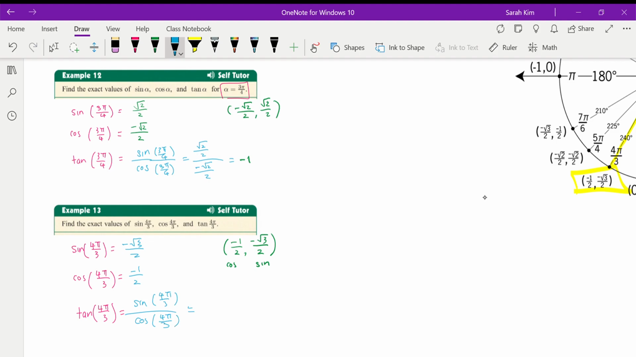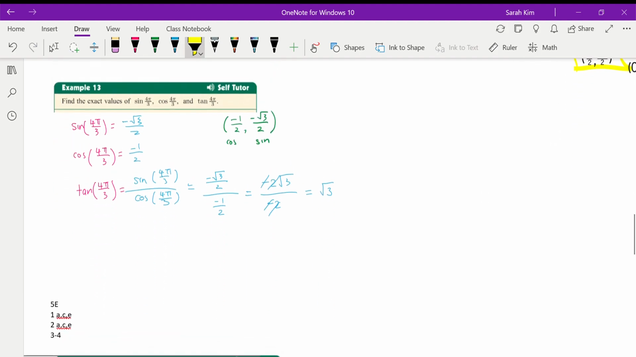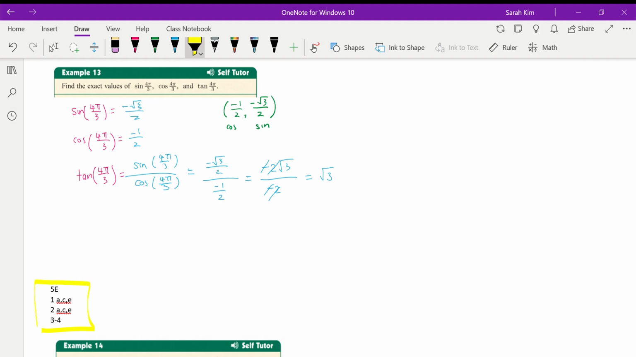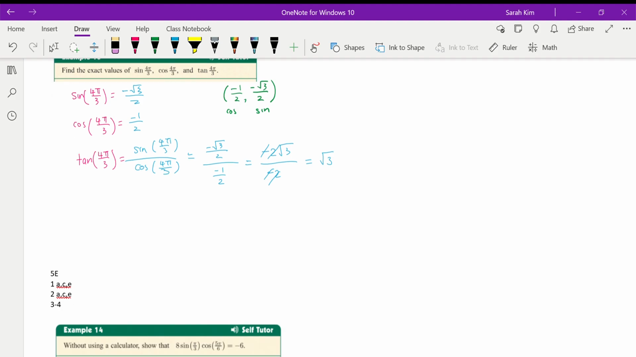So it ends up becoming negative square root 3 over 2 divided by negative 1 over 2. If I do some rearranging, I get 2 square root 3. The 2's and the minuses cancel out, so I get square root 3 as my tan answer. Alright, so you should be able to utilize that unit circle to figure out these questions, and hopefully you can do it without using a calculator. That's what I want you to practice. Try to do it without using the calculator.